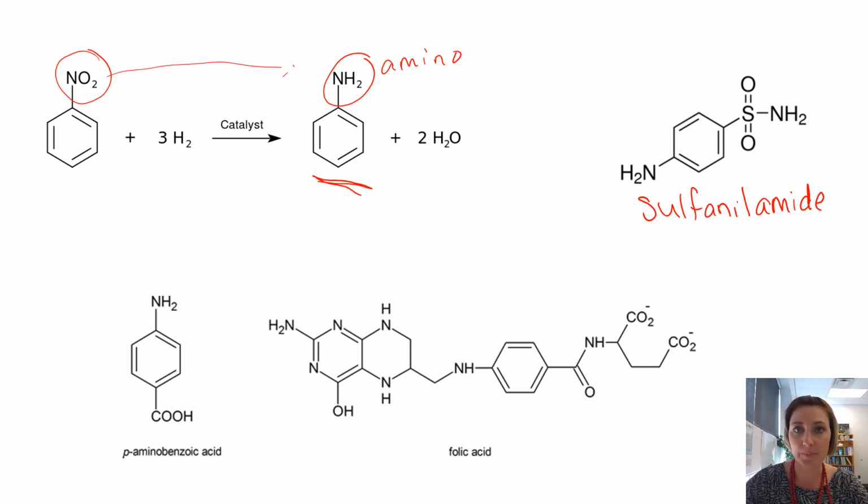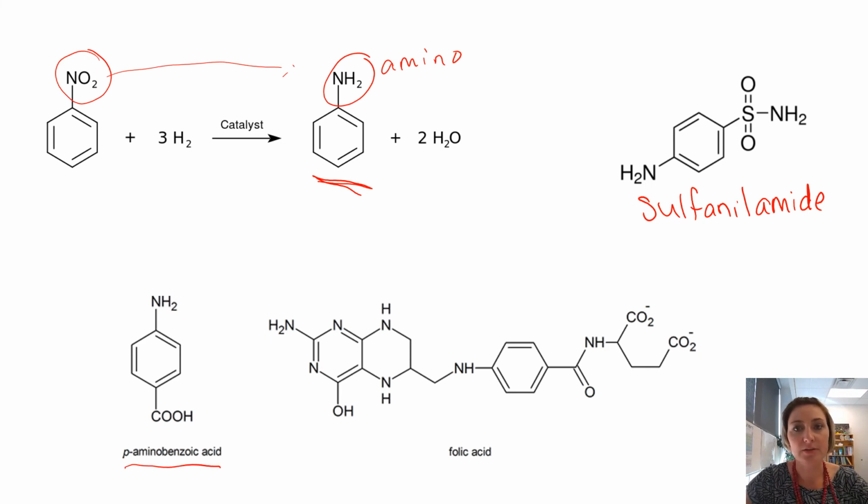This is one of the first antibiotics that was synthesized. It was synthesized around the 1930s. We do have new sulfa drugs that are available now, but this one is the one that we started with. So sulfanilamide, before we get into how that works, let's first talk about p-aminobenzoic acid.